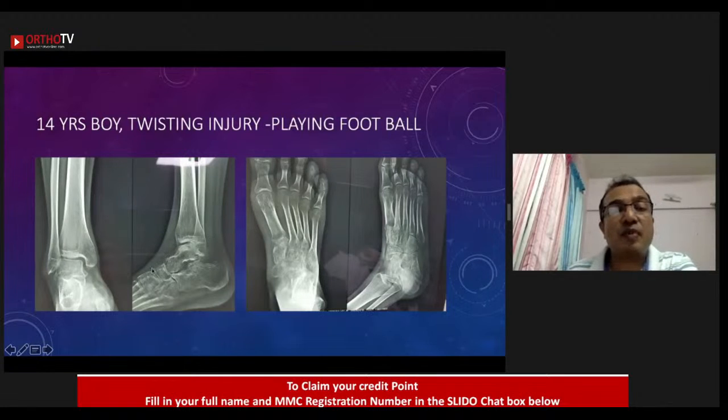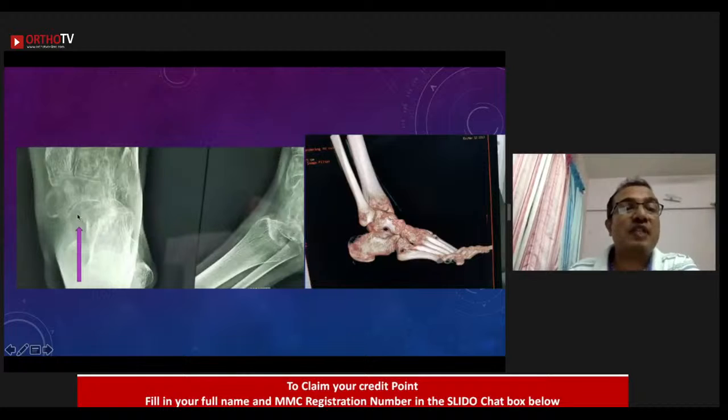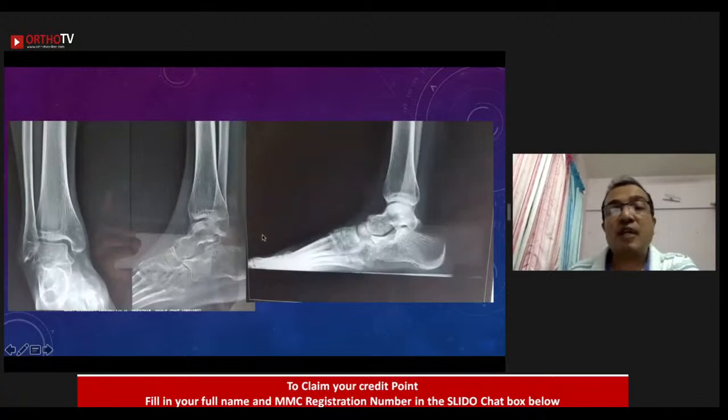See, this was a footballer where this injury was missed completely. These were passed on as a normal X-ray. See this was like that. This was a talonavicular dislocation, but completely missed. Why we miss it? Because this is how the X-rays are given. Ankle AP lateral, they take it complete like this, but while giving, they give it this much only.